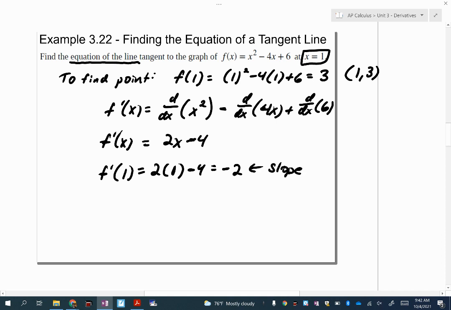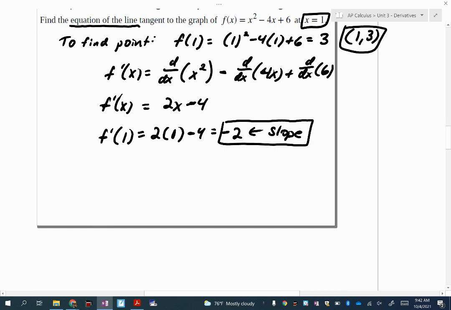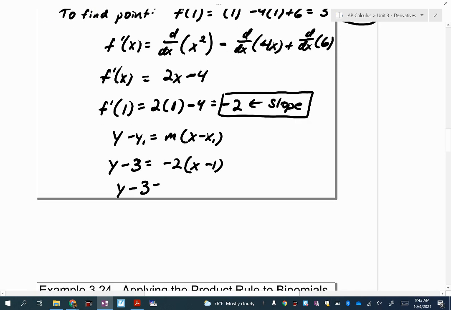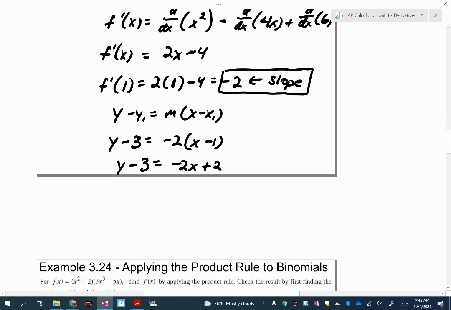So now I have my point, I have my slope. So now I can use point slope form to find the equation for this line. So y minus y1 equals m times x minus x1. y minus 3 equals negative 2 times x minus 1. Distribute the negative 2. So negative 2x plus 2. So our equation is y equals negative 2x plus 5.